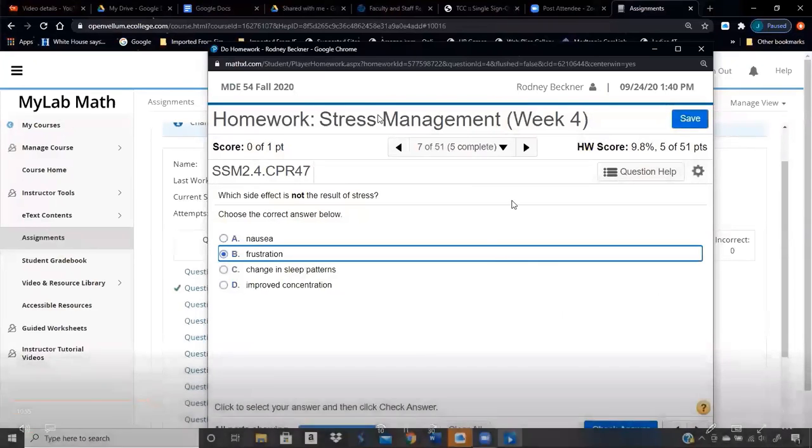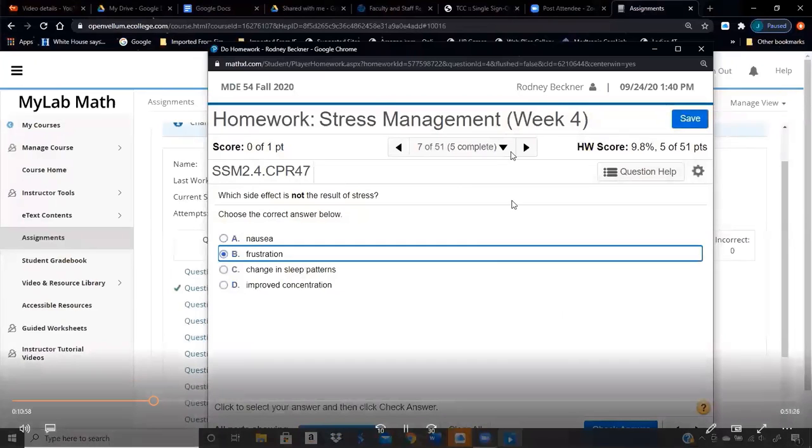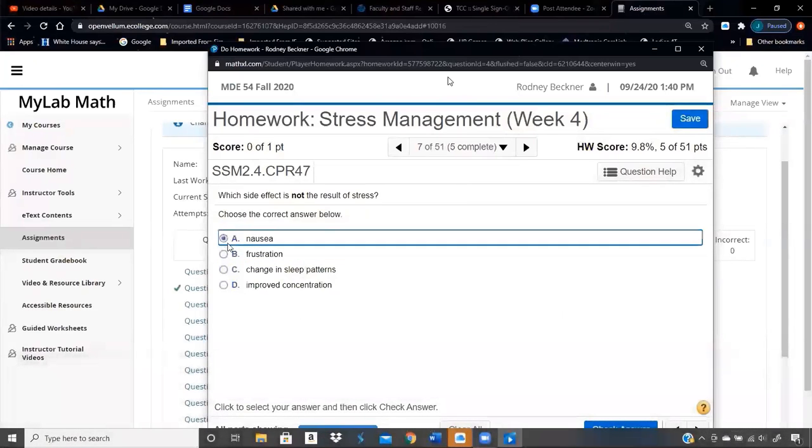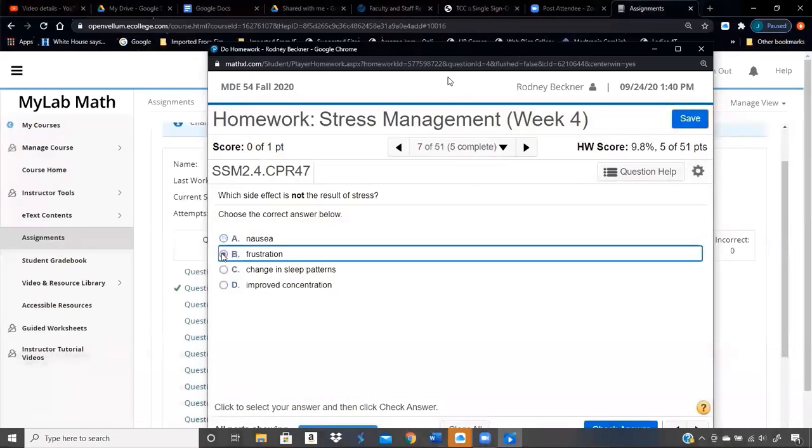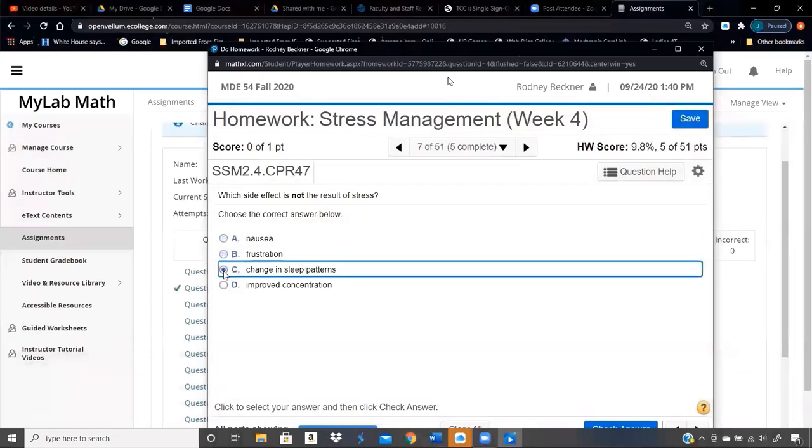Which side effect is not the result of stress? So we said stress can cause just a whole bunch of symptoms. Nausea. Oh yeah, I've seen some students develop nausea when you hand them that math test. Frustration. I mean, that one's just clearly obvious, right? Change in sleep patterns. Some people get so hyper focused that they can't sleep anymore, or some people get into that depression side of stress, and then that can make them sleep too much.